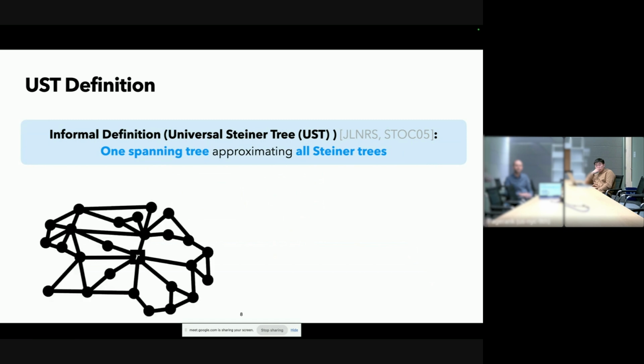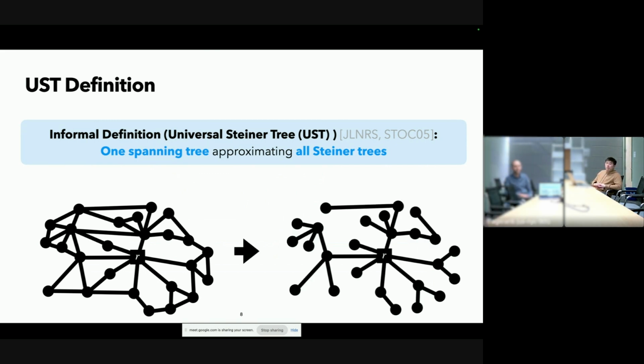So the rough picture here is I'm given some graph with some root. And now I can heavily sparsify this graph to just a single spanning tree. And now when I want to understand things about Steiner trees on the original graph, I can somehow just look at this single spanning tree. And this is a genuine subgraph of the original graph.